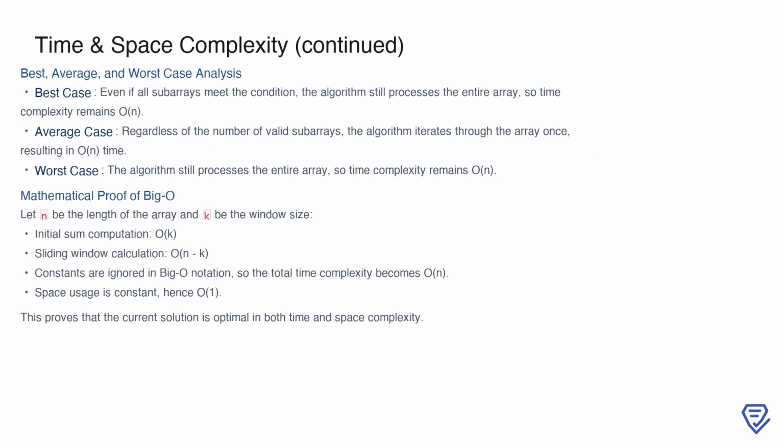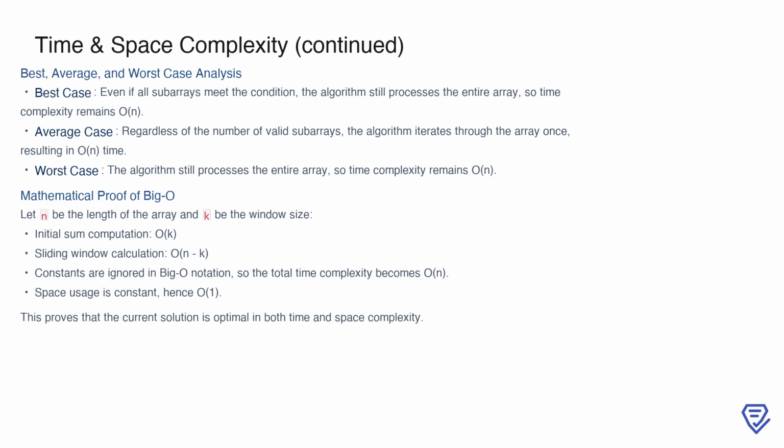Now let's examine the best, average, and worst-case scenarios for the algorithm. In the best case, even if all subarrays satisfy the condition, the algorithm still needs to process the entire array, so the time complexity remains O(n). In the average case, regardless of how many valid subarrays are found, the algorithm iterates through the array only once, so the time complexity is still O(n). Finally, in the worst case, the algorithm again processes the entire array, maintaining the same O(n) complexity.